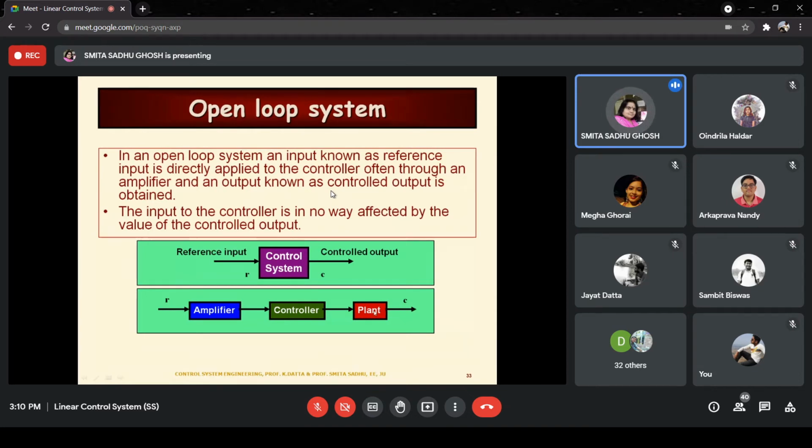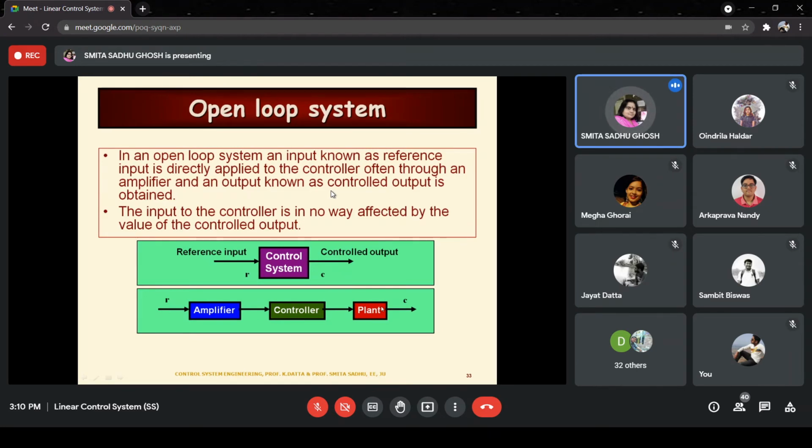Basically, the controller in an open loop system would be acting on the basis of only the reference signal via the amplifier, of course. So on the basis of only the reference signal value, the controller will generate a signal and send it to the plant.